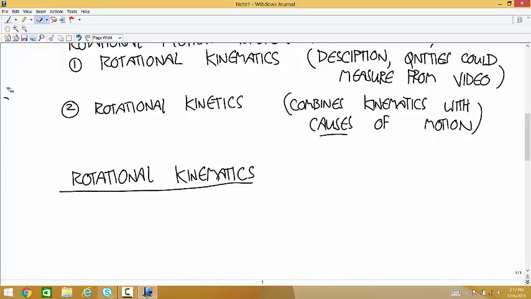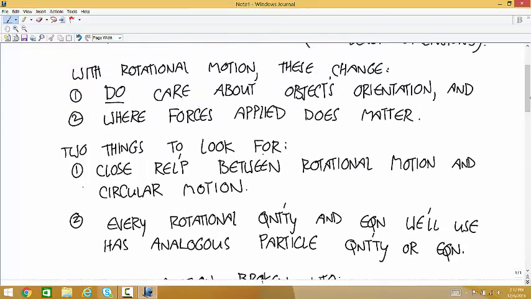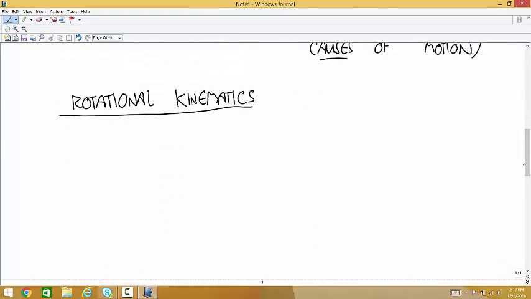Okay, so I want to first start with these two things that I said to notice, two things to look for. I said we're going to see a close relationship between rotational motion and circular motion, and I said that all these rotational quantities are going to be related to things we've seen before. So I want to talk about those first. First, the relationship between circular motion and rotational motion.